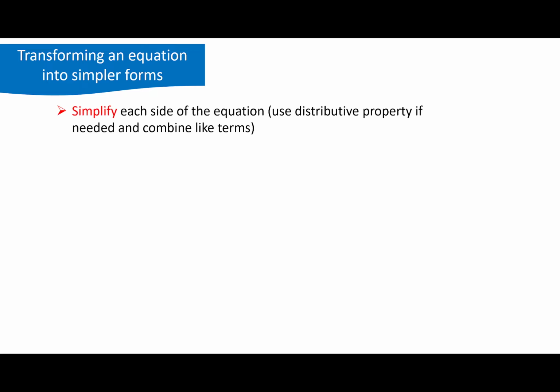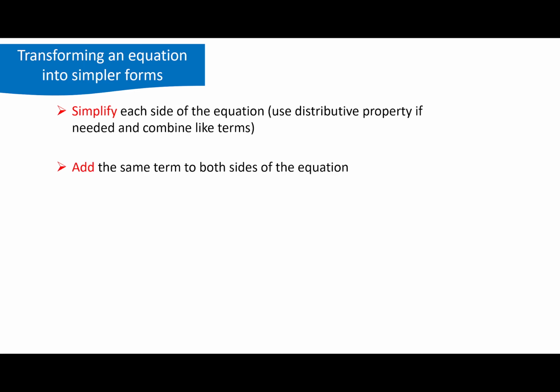Transforming an equation into simpler forms. Now, to solve a linear equation, we need to first transform it to a simple form, okay? So, how do we do that? Simplify each side of the equation. First, we simplify each side of the equation. Use the distributive property if needed and combine like terms. That's the only thing you can do at this stage.